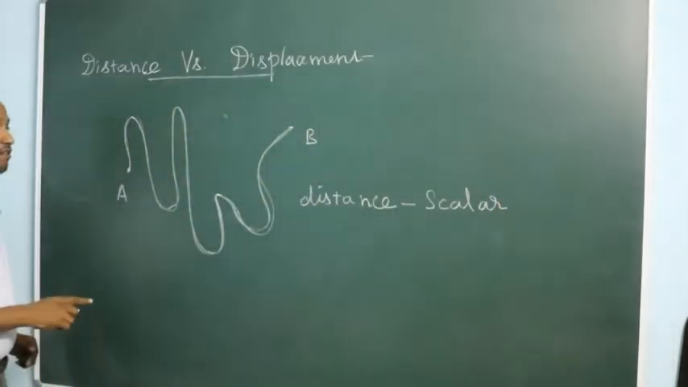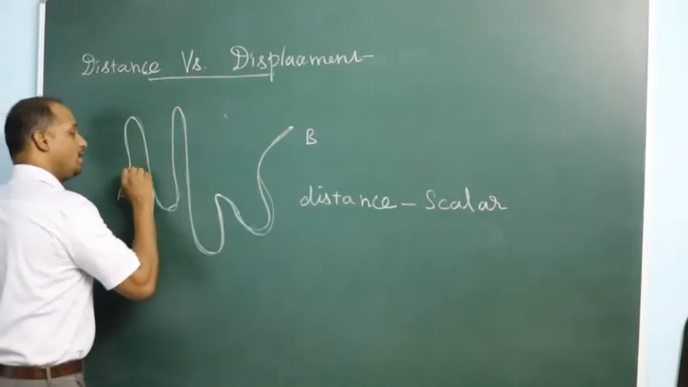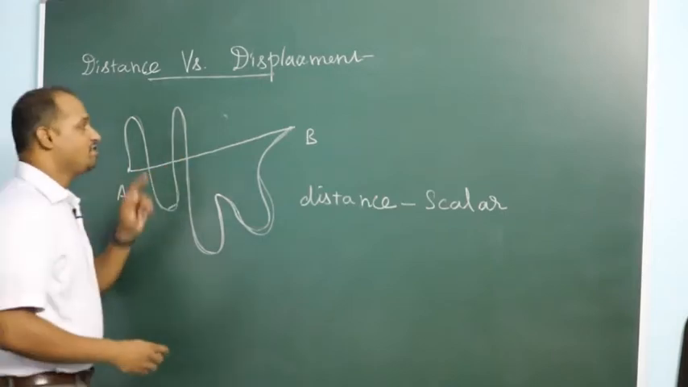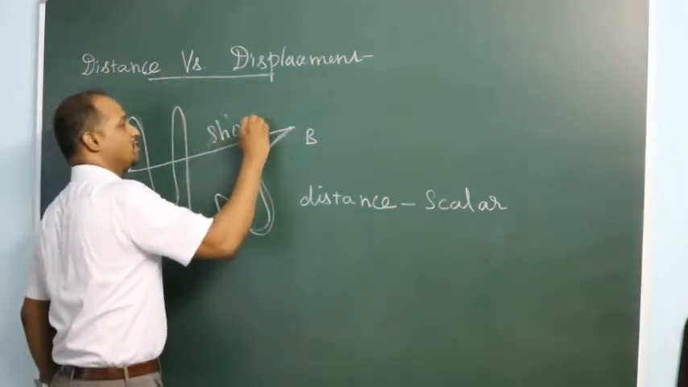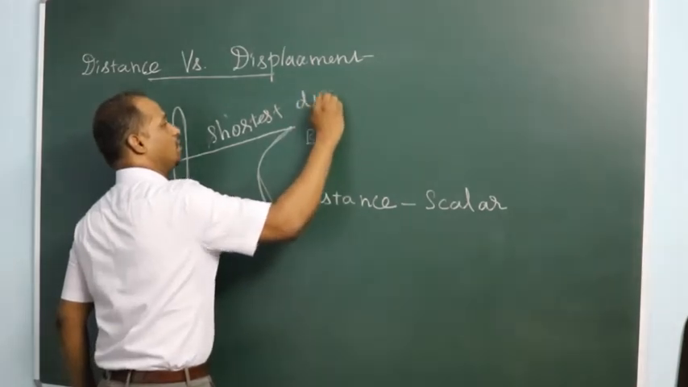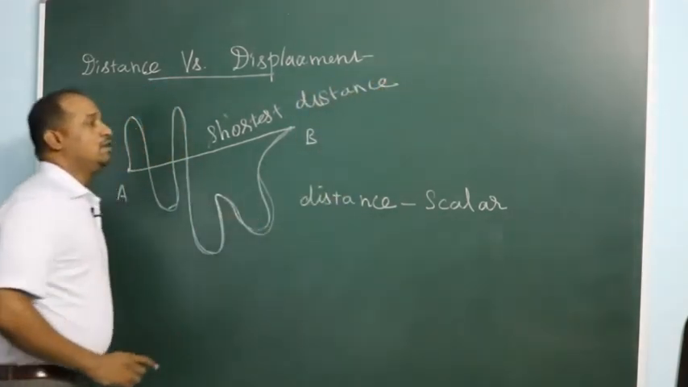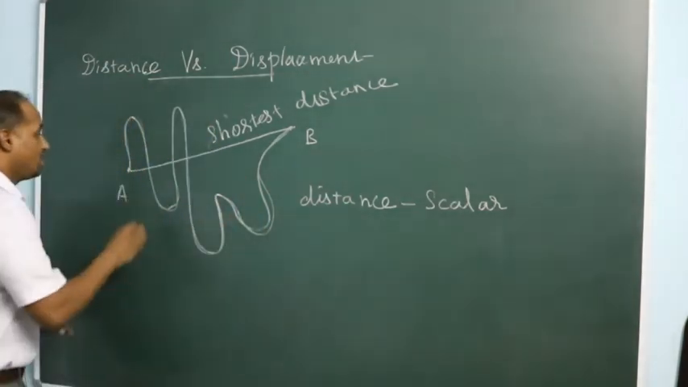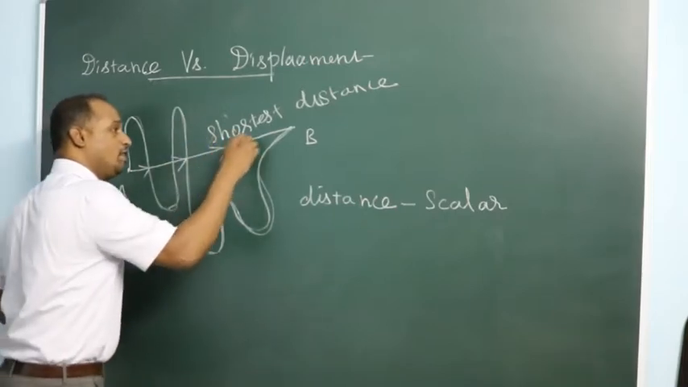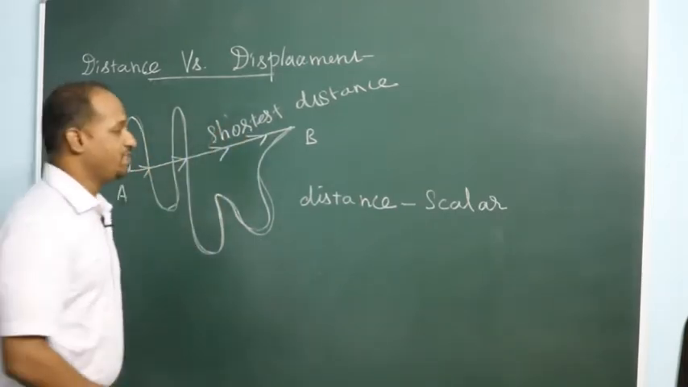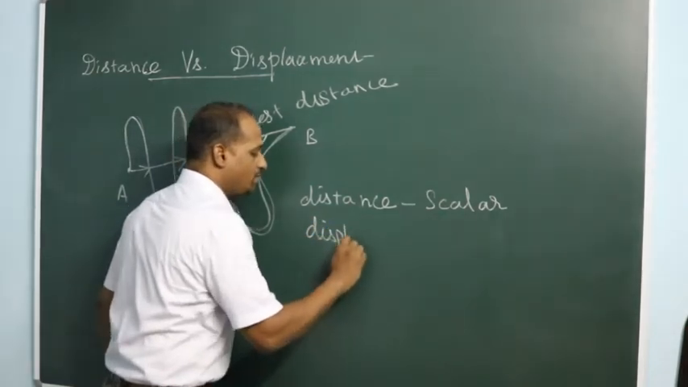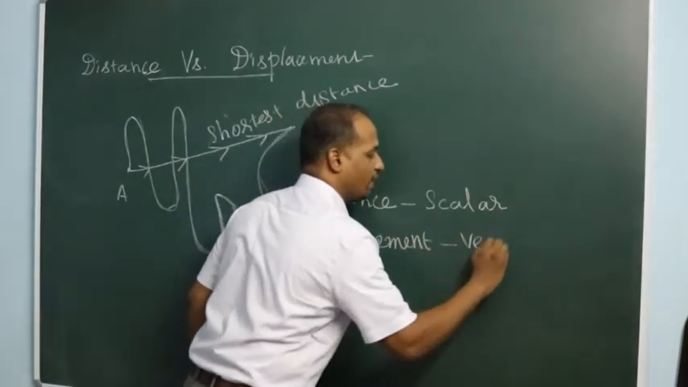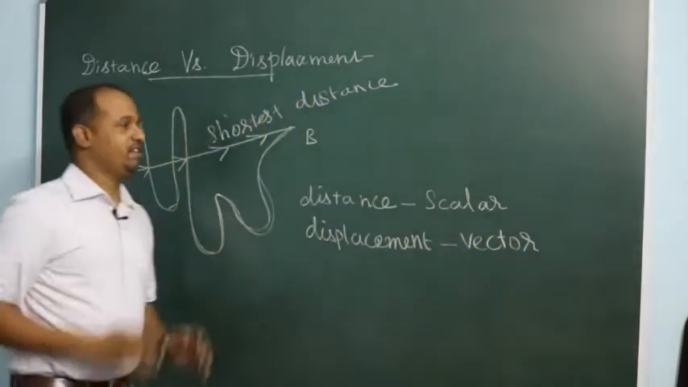But there is always a possibility to connect the initial point to the final point with the help of a straight line. That straight line is the shortest distance. So the shortest distance from the initial point to the final point is called displacement. So displacement is a vector. That means that it has got direction with it.